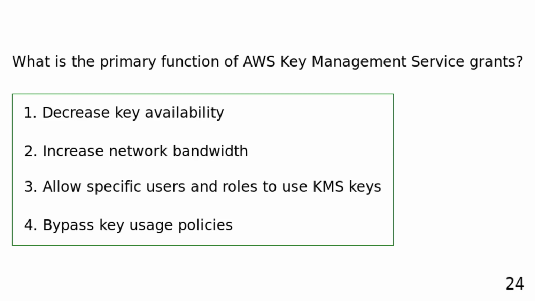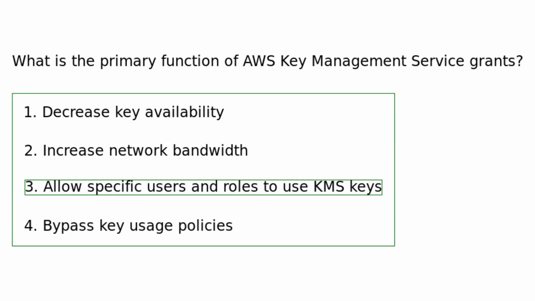What is the primary function of AWS Key Management Service grants? Decrease key availability. Increase network bandwidth. Allow specific users and roles to use Key Management Service keys. Bypass key usage policies. The primary function of AWS Key Management Service grants is to allow specific users and roles to use Key Management Service keys for encryption and decryption processes, defining who has access to the keys for secure data protection.